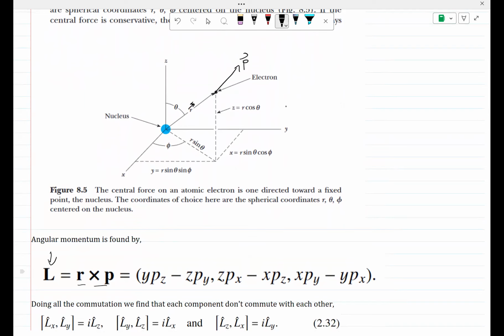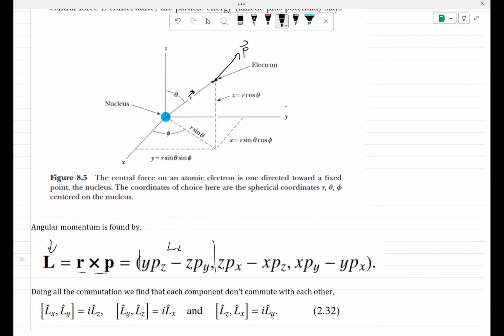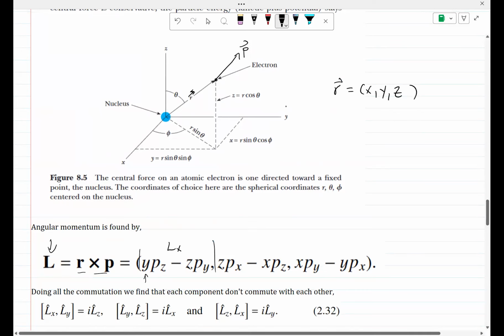If you do all this cross product stuff, you're going to figure out that the X component of angular momentum is the Y position inside this R, since this R has some X, Y, Z in it, times the Z component of the momentum, meaning how fast it is going upward, minus the Z coordinate times the Y momentum. The way you remember this is that if you want the angular momentum in the X direction, all the variables don't have X in them. It only has Y's and Z's.